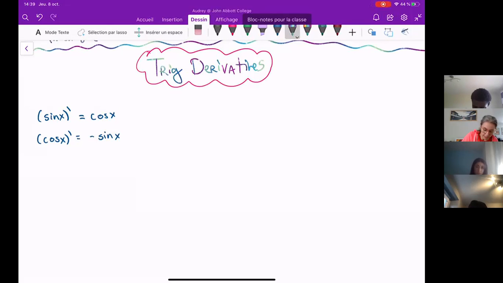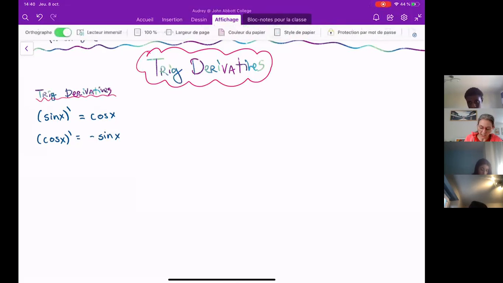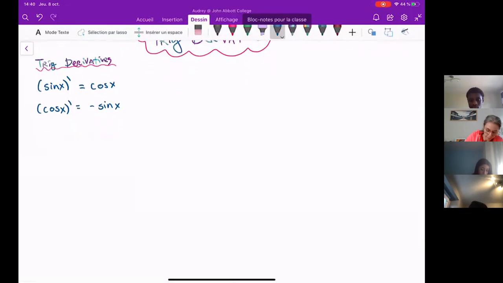So hang on, I'm going to write trig derivatives over here, and we're going to eventually have the derivatives of all of the trig functions. But first, we're going to find the derivative of tangent all on our own. So I'm just going to leave some space here. The other trig functions we have are tangent of x, cosecant of x, secant of x, and cotangent of x.